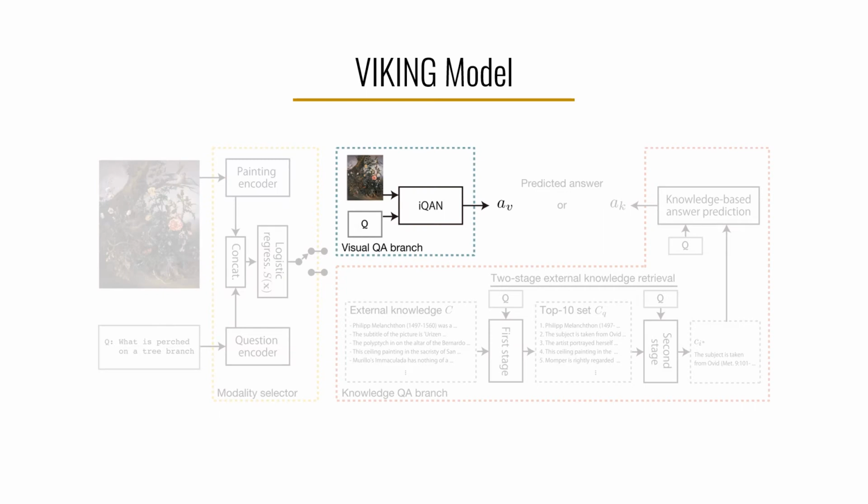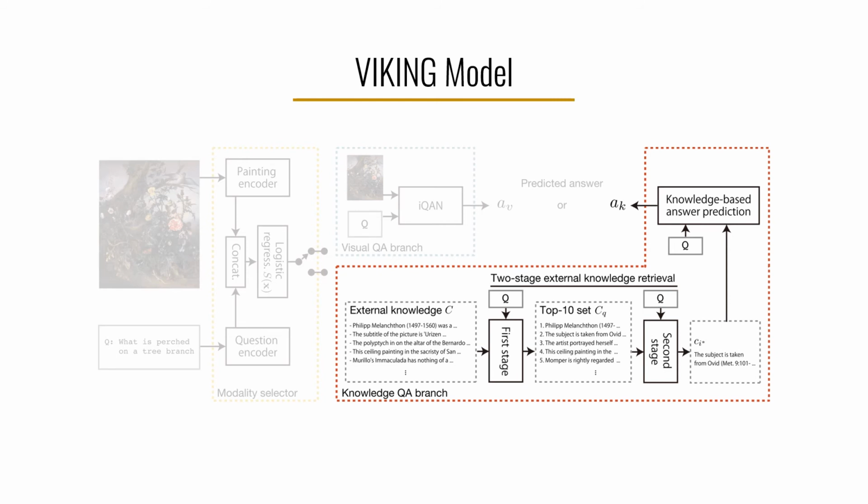The samples that are predicted as visual questions are sent to the visual QA branch. We use IQN for answer prediction, trained for answering questions, which is a different model from the one used in the AQUA question generation process. Finally, questions classified as knowledge-based are fed to the knowledge QA branch.